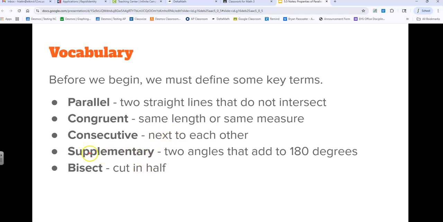Supplementary, here's one that students forget pretty often. Supplementary is two angles that add to 180 degrees. Okay, so supplementary angles add up to be 180 degrees. There's also a word called complementary. That's adding up to 90, but supplementary is the one we'll need. And to bisect, which we've already talked about, means to cut in half.